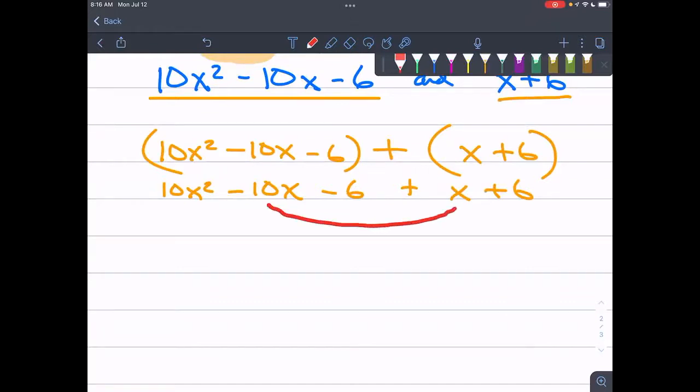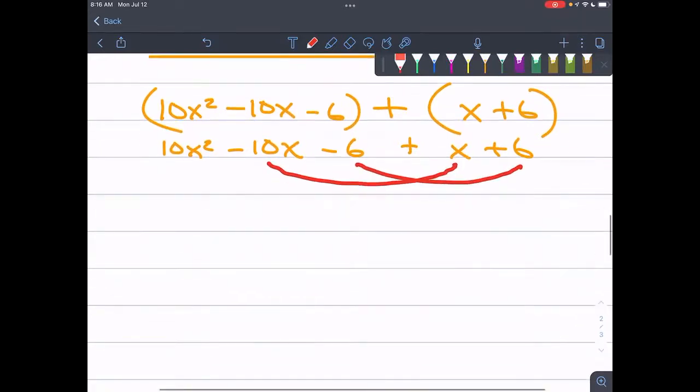So the x's can go together, the -6 and +6 can go together. Make sure you notice that's -10. And there's a 1 in front of that x there. So -10 and +1. You can always put this in a calculator, but I usually suggest to people to think of it in terms of a bank. If your bank balance is -10 and you put $1 in, it's -9 now. -6 and +6, those cancel each other out.